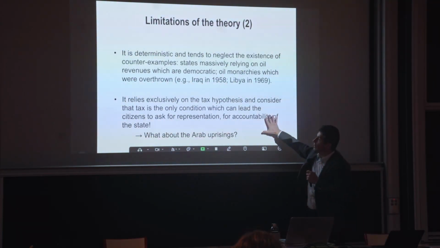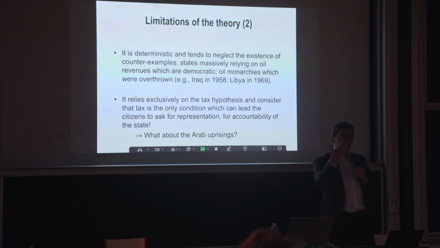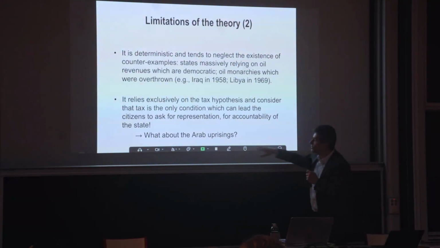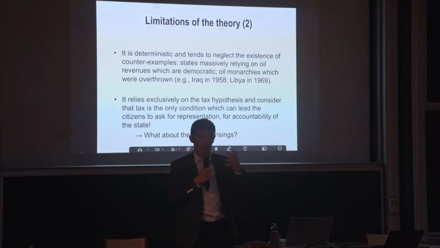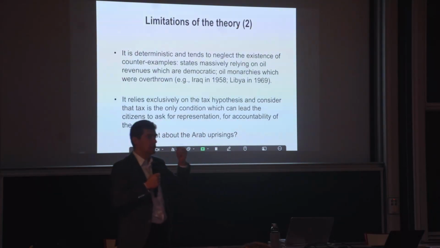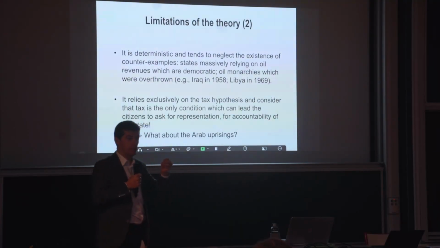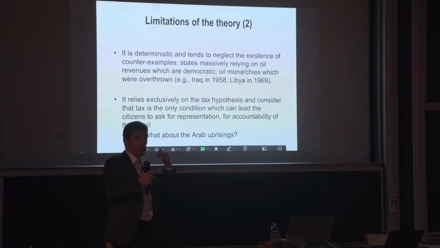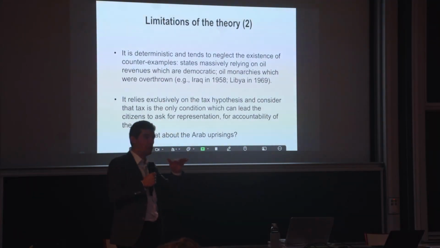And last but not least, it relies exclusively on the tax hypothesis. So this idea that if people are not taxed, then they would have no reason to protest. But in fact, what happened with the Arab uprisings in 2011 showed the contrary. In 2011, these monarchies were in a very healthy economic and financial situation. The price of the barrel of oil was above $100 a barrel, at least 90, and usually, across the year, $100 a barrel. So they had absolutely no financial problems.